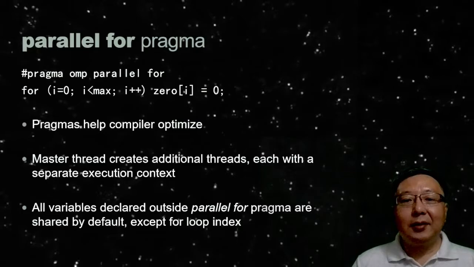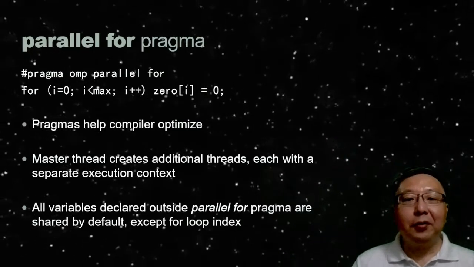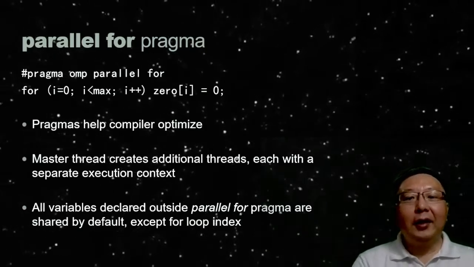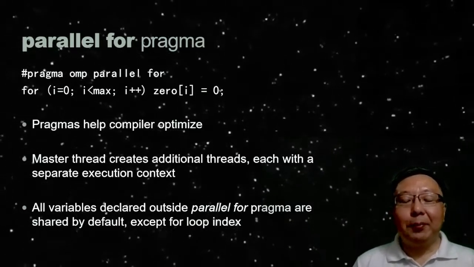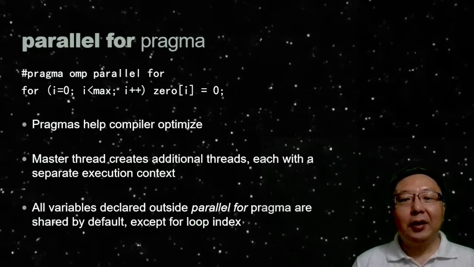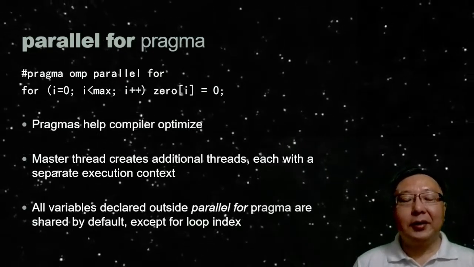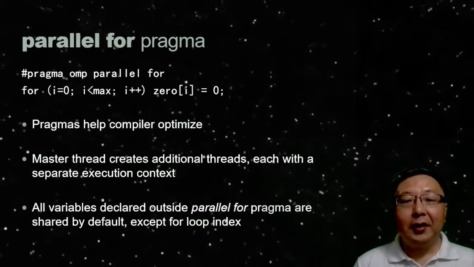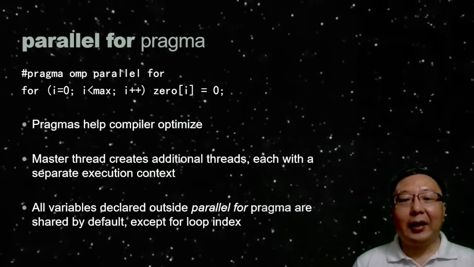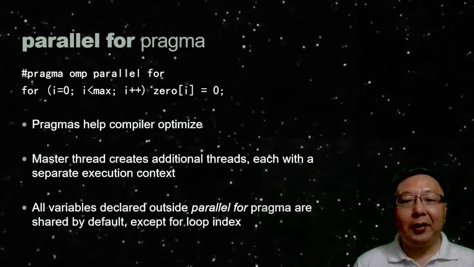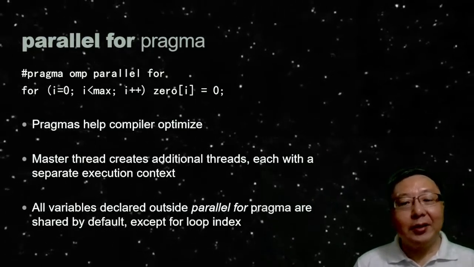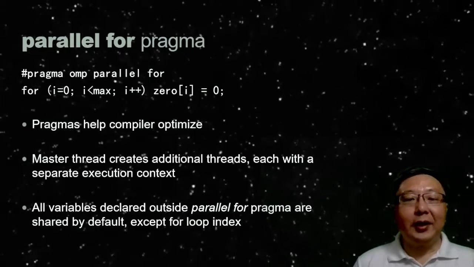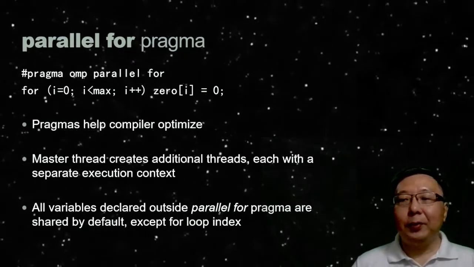The master thread will then create a bunch of new threads when it hits this pragma omp parallel for, and each one will have a separate execution context. That means that local variables and memory will be unique for each thread. But then there are variables that were declared outside the parallel pragma; they are shared by default, except for the loop index, which in this case is the loop index i.